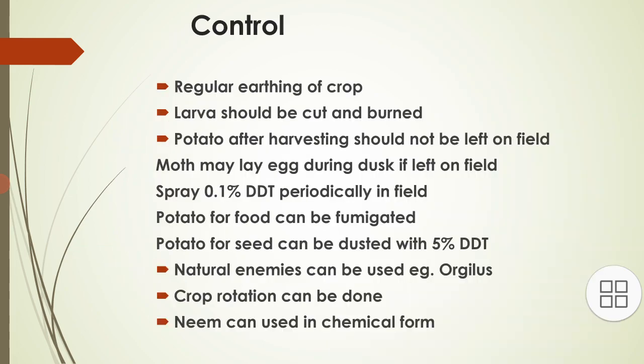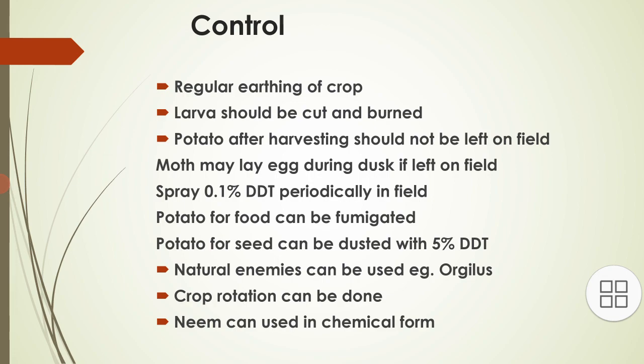Control. Regular earthing of crop. Larvae should be cut and burned if seen. Potato after harvesting should not be left on field because moth may lay eggs during dusk. Spray 0.1% DDT periodically in field.